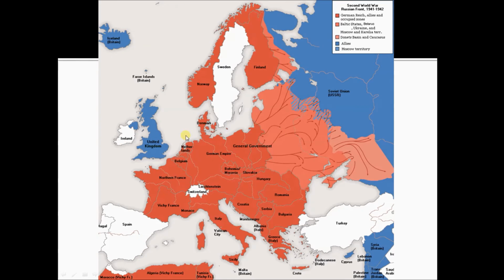Now let's look at a map. You can see Britain over here, the United Kingdom in blue, and there's the Soviet Union in blue. So these were the allies. At this point in time, if you notice, France, which was fighting with the British against Germany, actually had fallen to Germany by 1941. Northern France was occupied by Germany, southern France, Vichy France, was under a collaborationist regime.